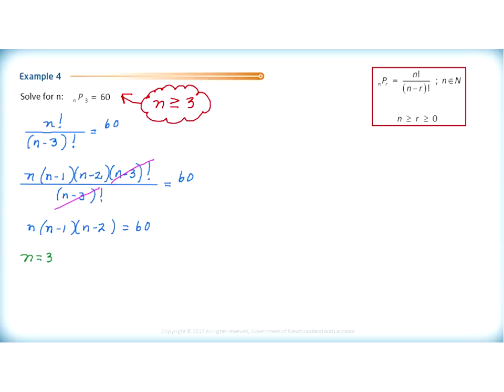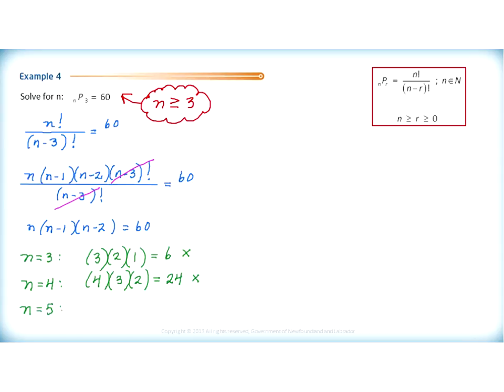If we choose n to equal 3, then we will have 3 times 3 minus 1 is 2, 3 minus 2 will be 1. So you have 3 times 2 times 1 equals 6. So that's not equal to 60. Therefore, n equals 3 is not the solution. Next, we will try n equals 4. So you have 4, 4 minus 1 is 3, and 4 minus 2 is 2. The product of 4 times 3 times 2 is equal to 24. Again, the answer is not equal to 60.